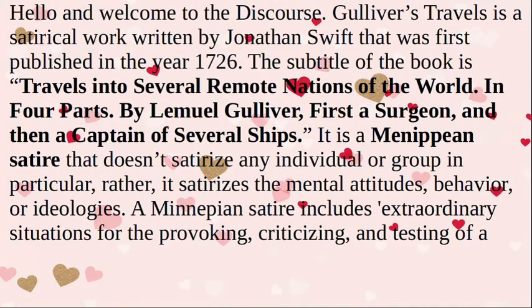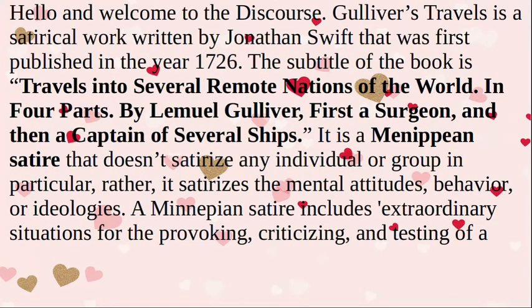Gulliver's Travels is a satirical work written by Jonathan Swift that was first published in the year 1726. The subtitle of the book is Travels into Several Remote Nations of the World in 4 parts by Lemuel Gulliver, first a surgeon and then a captain of several ships.